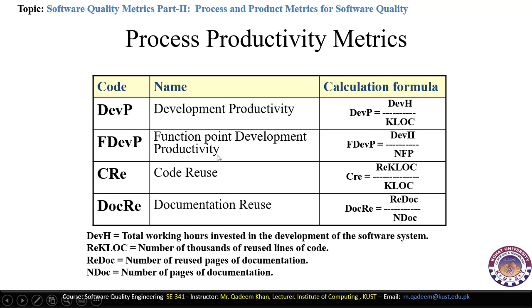Similarly, we have the function point development productivity metric. Here the function points are counted and then the metric is calculated using FDEVP.